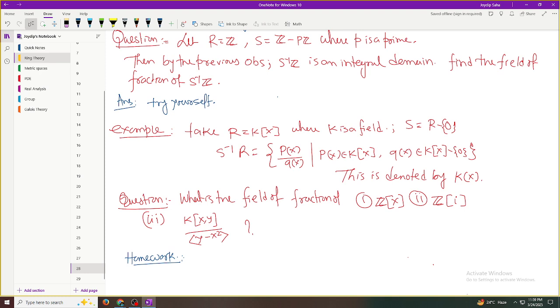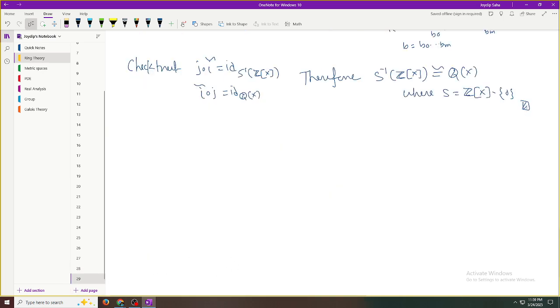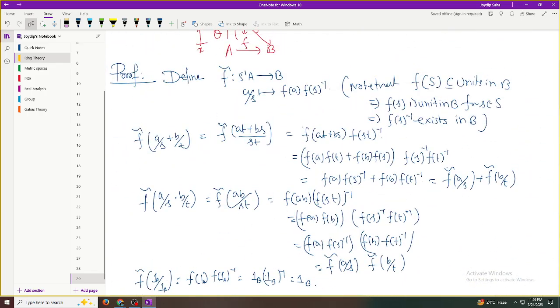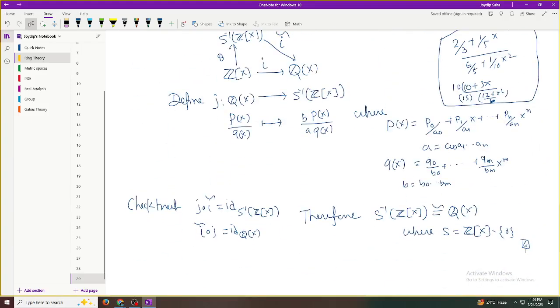Prime ideal. So ideals of S inverse R are of the form S inverse I, where I is an ideal of R with I intersection S empty. So next day I will show it.